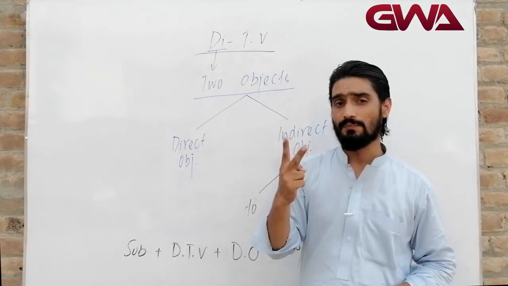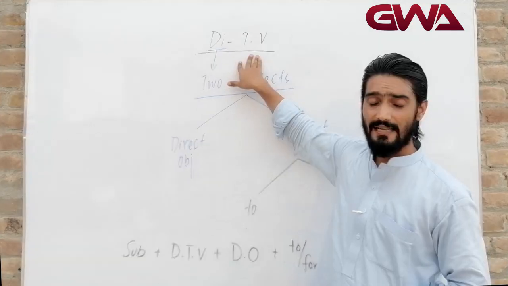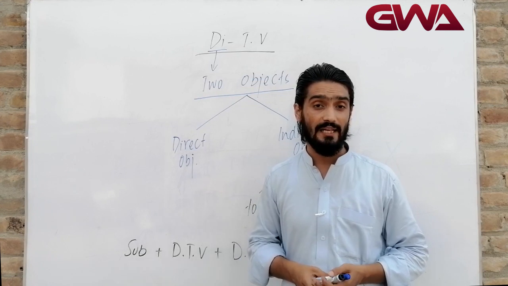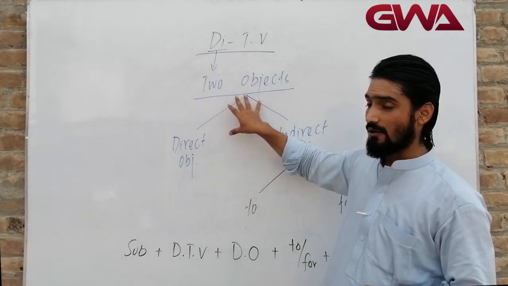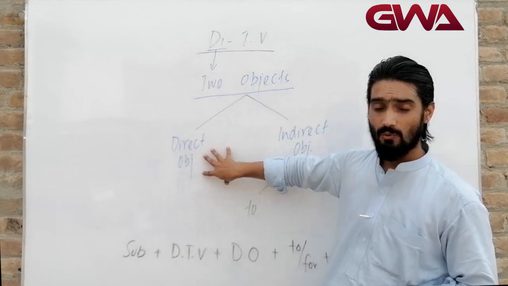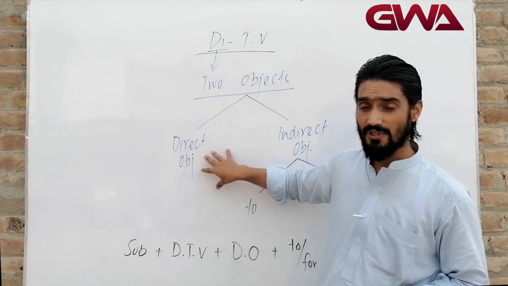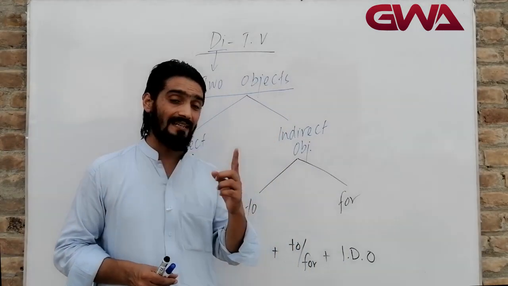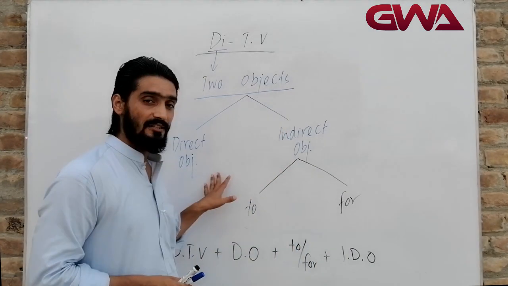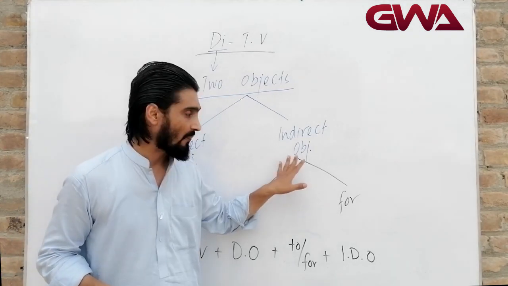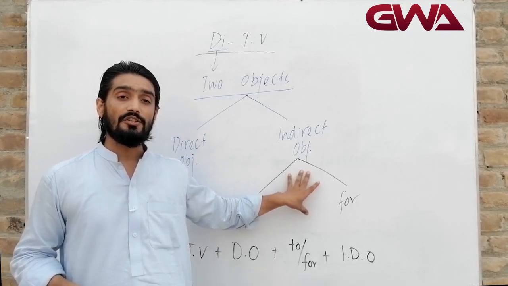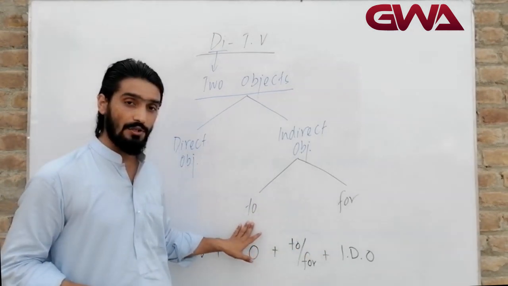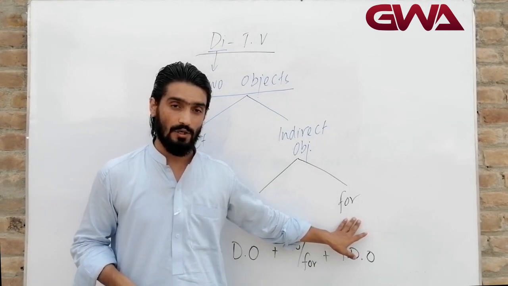The second one is ditransitive verb. Di means two. It means that this type of transitive verb will require two objects to complete its meaning. Now, two objects. One will be called a direct object and the second one will be called an indirect object. In one sentence, we will have two objects, direct object and indirect object. Indirect object will be introduced with two prepositions. Number 1, to, and number 2, for.